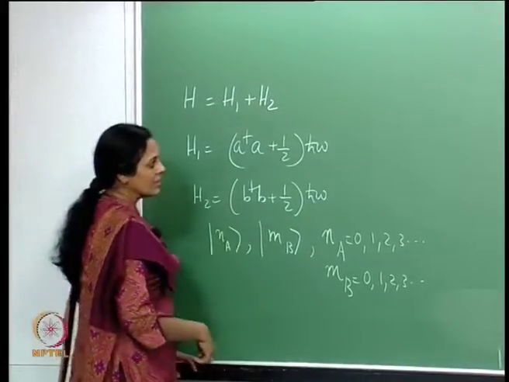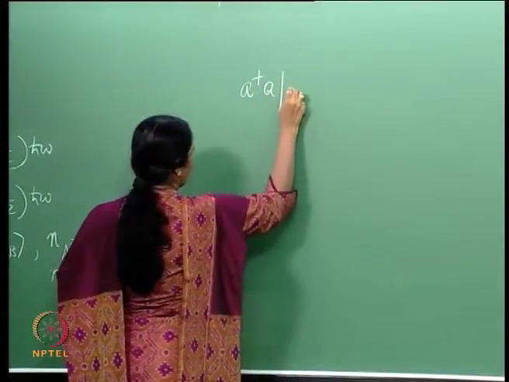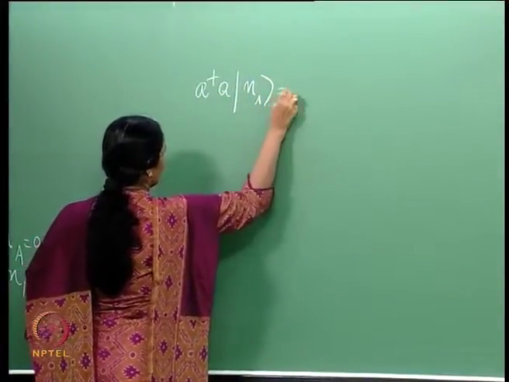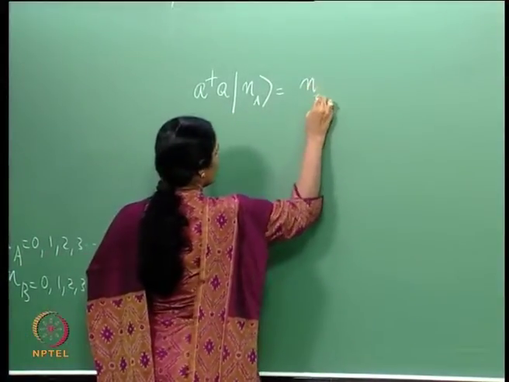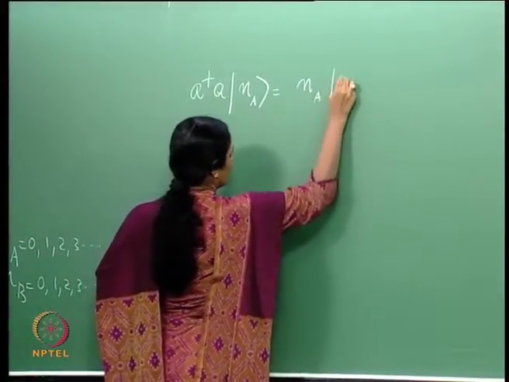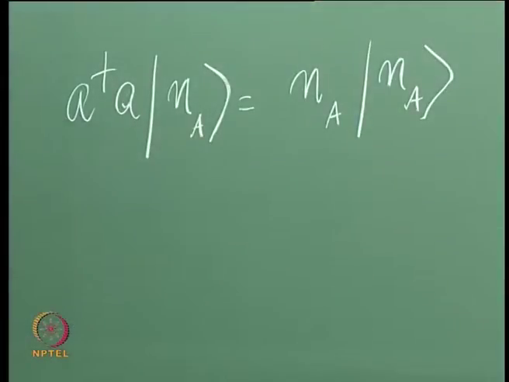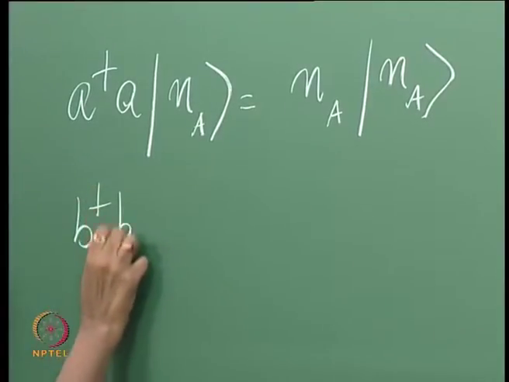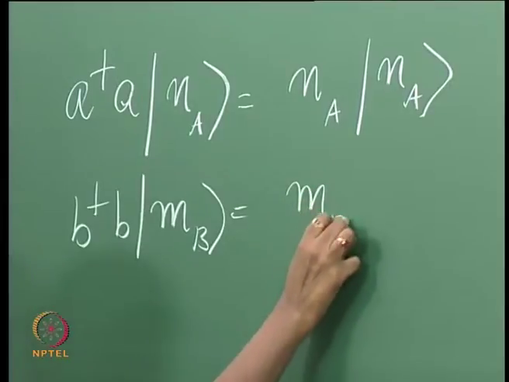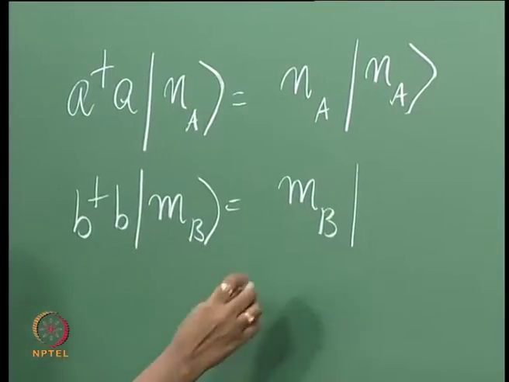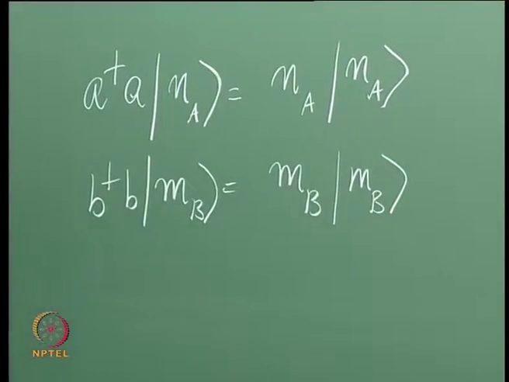So, given this, it is clear that a dagger a acting on the state n sub A simply pulls out this number, and we have this eigenvalue equation. Similarly, b dagger b acts on the state m sub B to give me this.